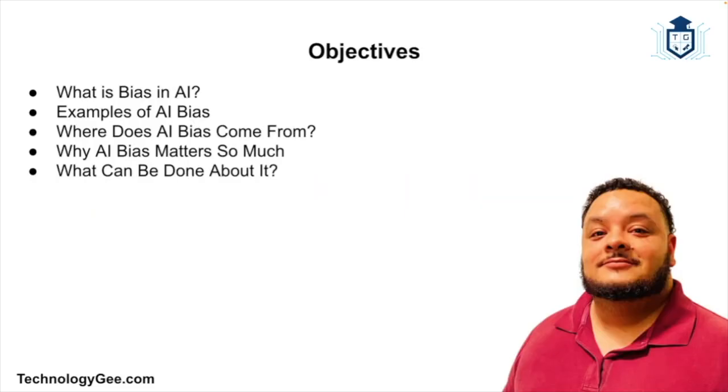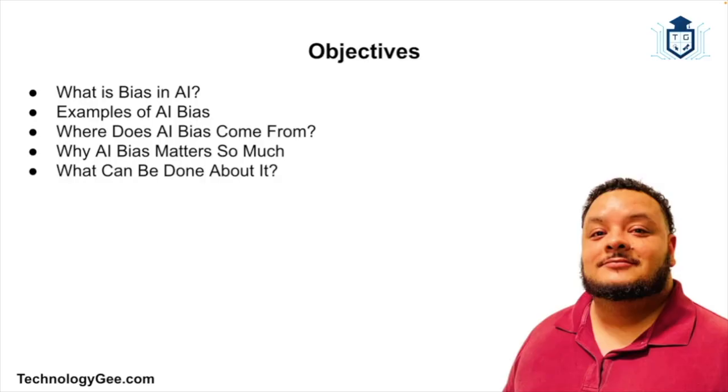All right, so let's talk about something most people don't associate with artificial intelligence, and that is bias. When we think about AI, we often imagine perfectly logical, objective machines calculating numbers, making decisions, and solving problems without emotion or judgment. But here's the twist: AI is only as good or bad as the data and humans behind it. And that means bias isn't just possible in AI, it's inevitable if we're not careful.